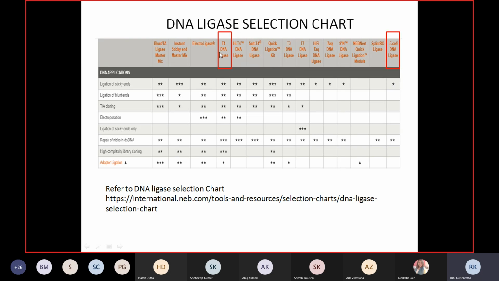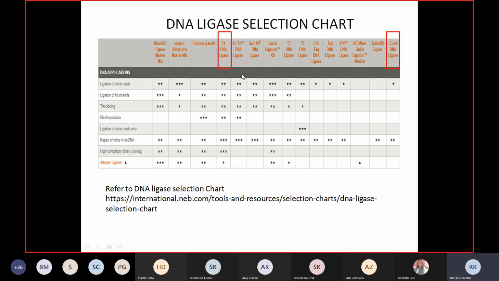Now, a variation in T4 DNA ligase was made, a salt resistant or salt tolerant T4 DNA ligase, because many times it was seen that when you are putting up a ligation reaction, if the salt concentration is a little high, then T4 DNA ligase did not work that well. So now they have made a salt tolerant T4 DNA ligase, which works very well even in the presence of salt. So some labs have started to buy this particular molecule.